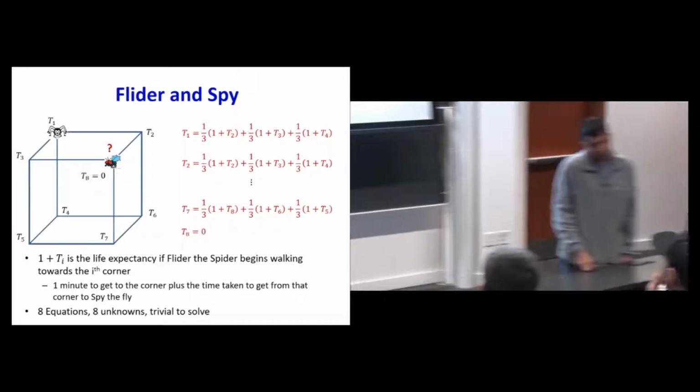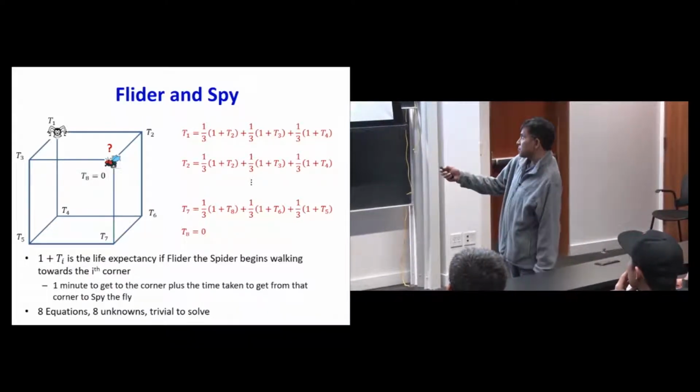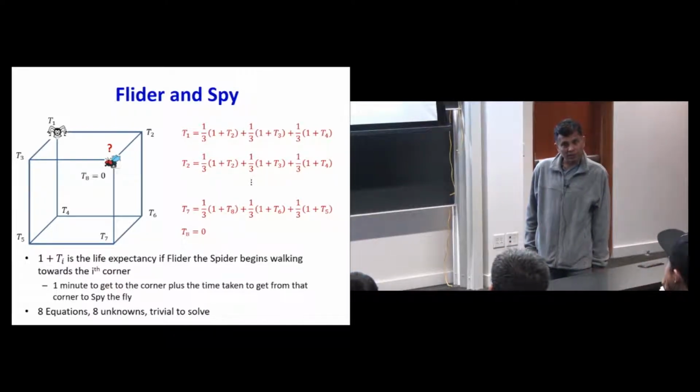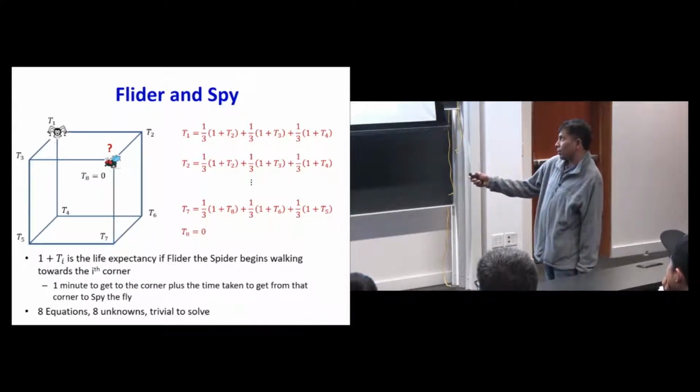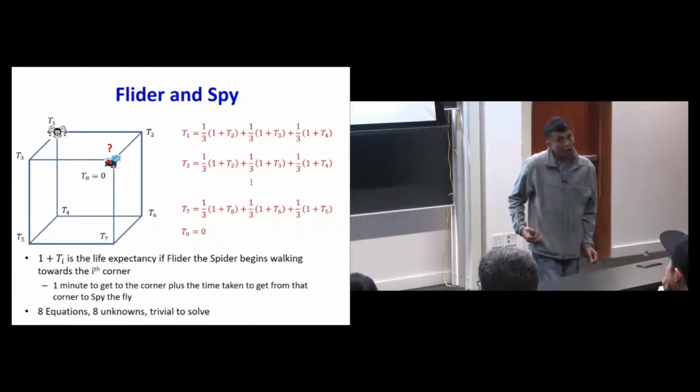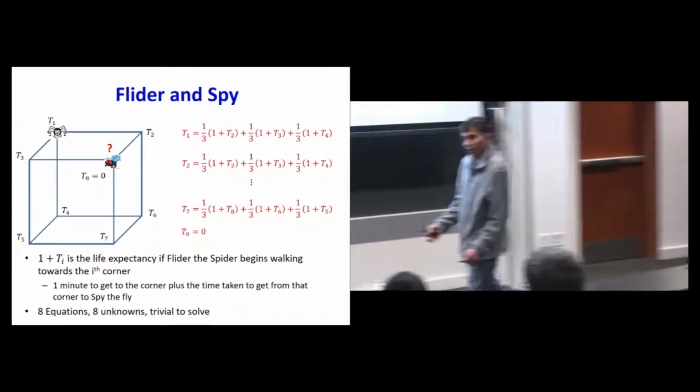Why do I call it a Markov chain? There are 8 possible states for the spider to be in, 8 corners, right? And once the spider is at any corner, what the spider will do at that corner doesn't depend on how the spider actually arrived at that corner.